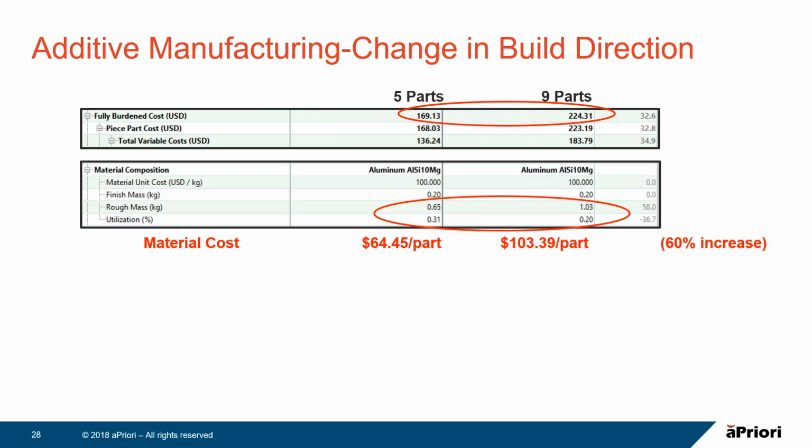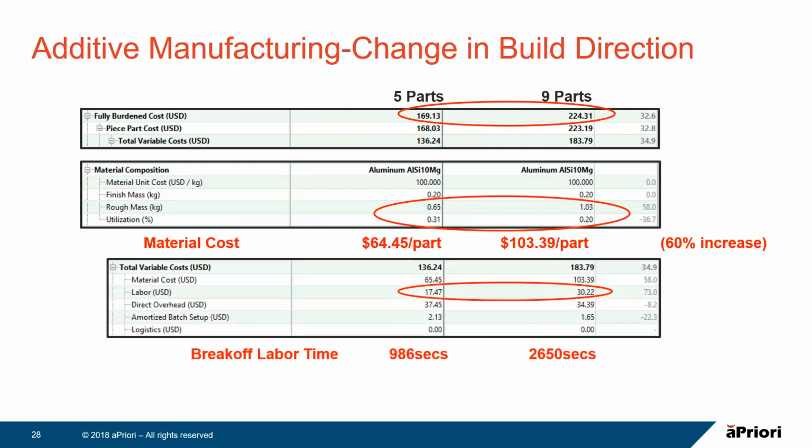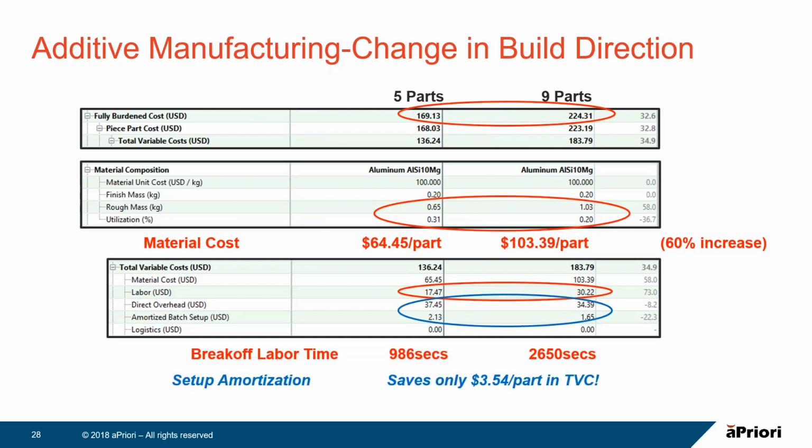And the reason for that is that we have now made more support structures by changing the build direction. So by making more support structures, what we've also done is increase the labor time associated with removing those support structures. So our labor time has increased by 73%. And also by making a bigger nest, our wire EDM process now has to remove more material as well. So there's an associated increase in labor time with that.